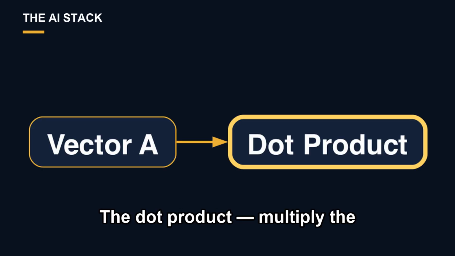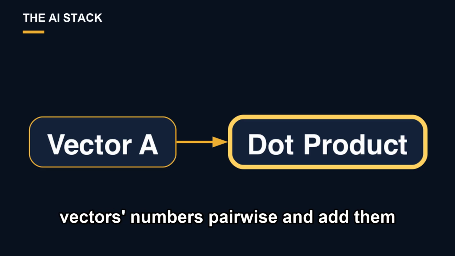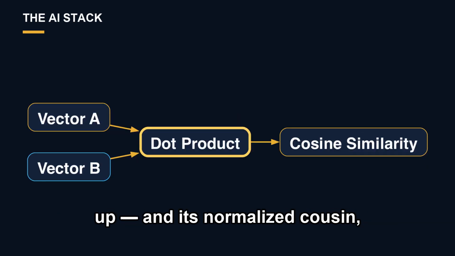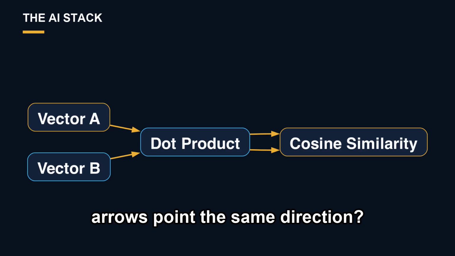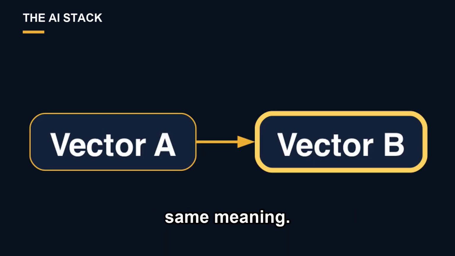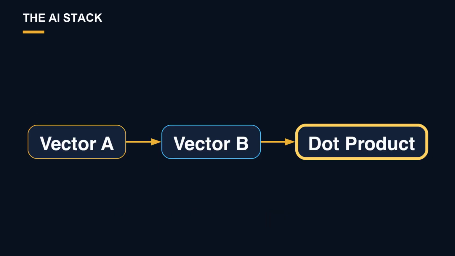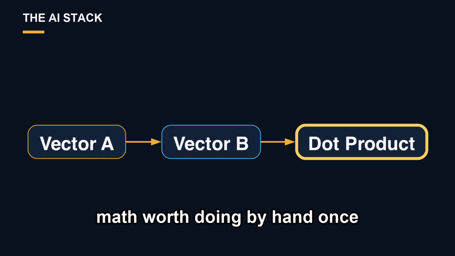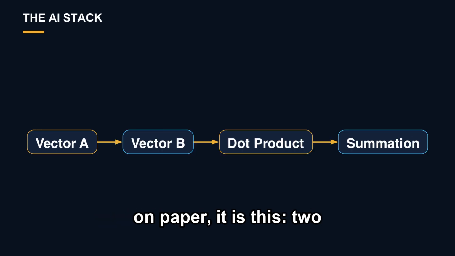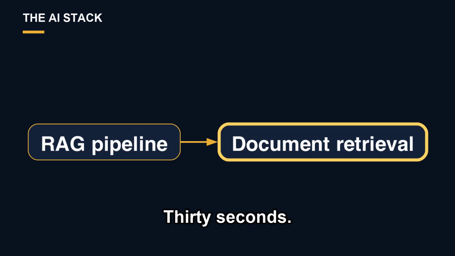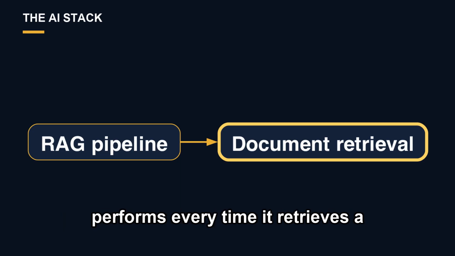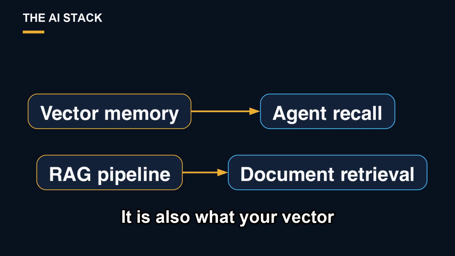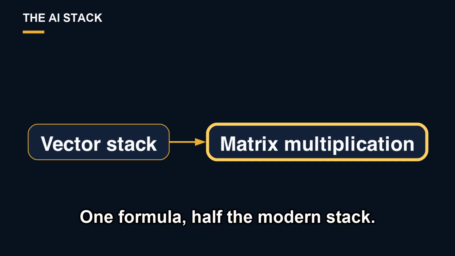One formula. The dot product, multiply the vector's numbers pairwise and add them up. And its normalized cousin, cosine similarity. Cosine similarity asks, do these two arrows point the same direction? Same direction, score near 1, same meaning. Unrelated, score near 0. If there is one piece of math worth doing by hand once on paper, it is this: 2 small vectors, multiply, add. 30 seconds. That 30 seconds is the operation your RAG pipeline from episode 14 performs every time it retrieves a document. It is also what your vector memory from episode 29 does every time an agent recalls you. One formula, half the modern stack.